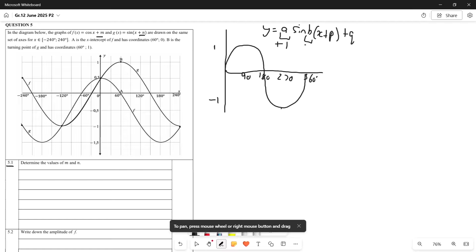If our b value here, for example, is 2, then we'll end up having something like this, where we have a crest and a trough going up to our 1 at 90, then down to our negative 1, and then back at 180. It'll halve our period if it was a 2.